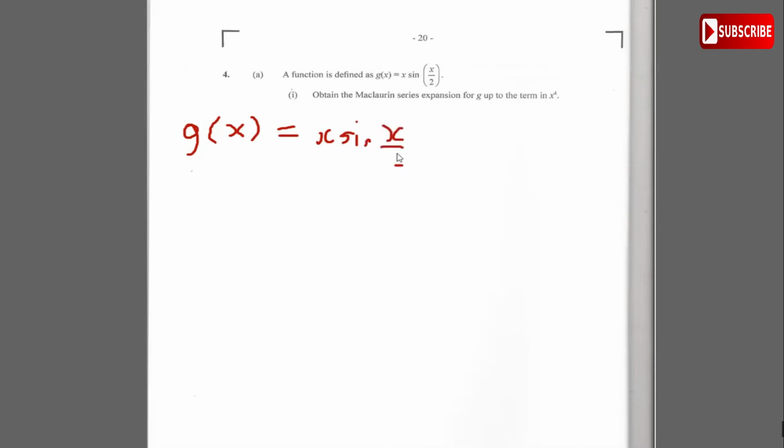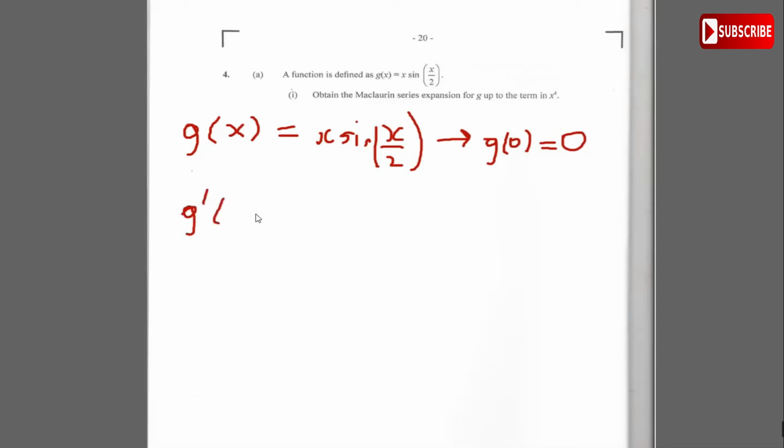That's g of x, x sine x over 2. And so that implies that when you plug in x as 0, you're going to get that g of 0 is equal to 0. Let's go ahead and find g prime of x now.